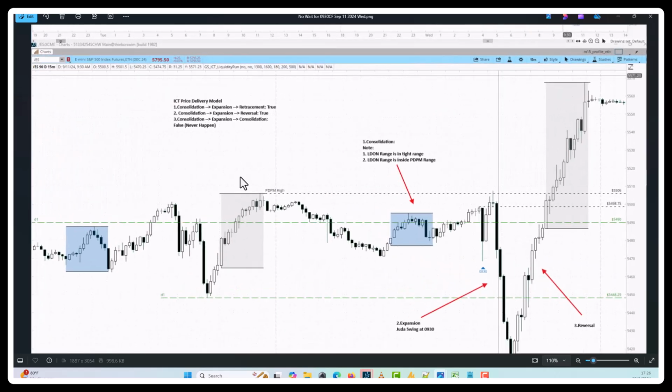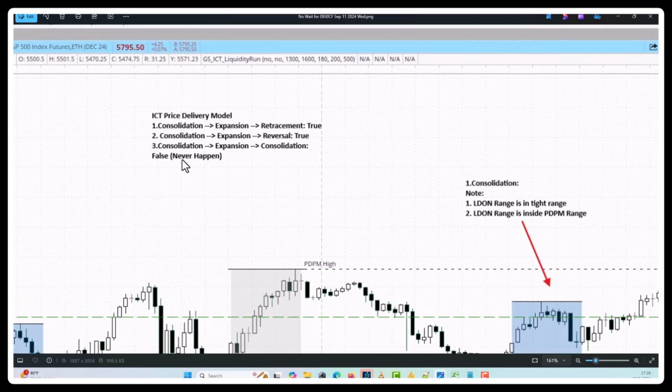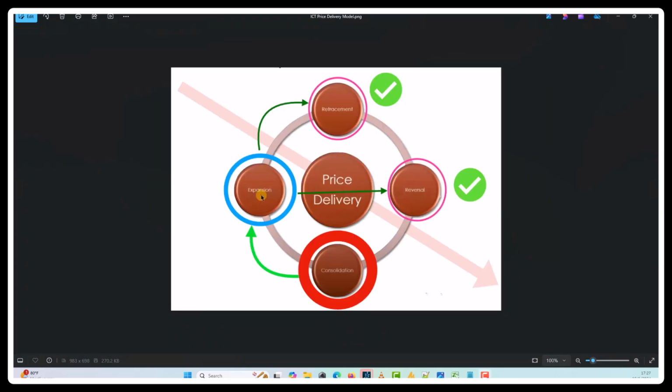So that's an idea. It takes us a while to understand the concept of the ICT price delivery model. I mean, some concepts just take time. We have to be patient with ourselves. We're not going to get it right away. It takes practice. Spend time with the charts and analyze.